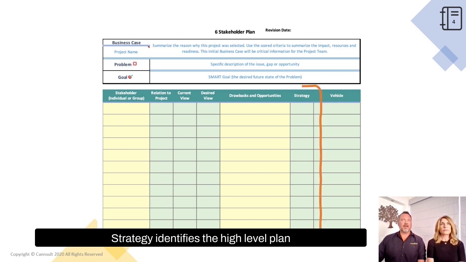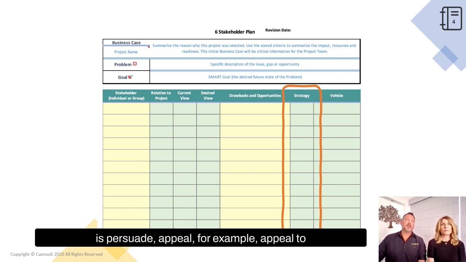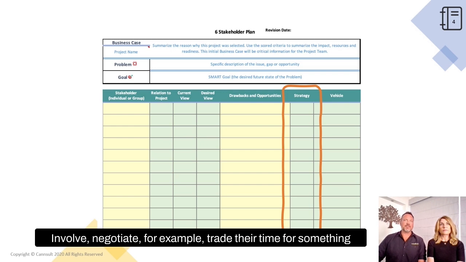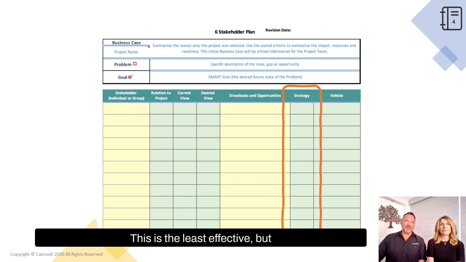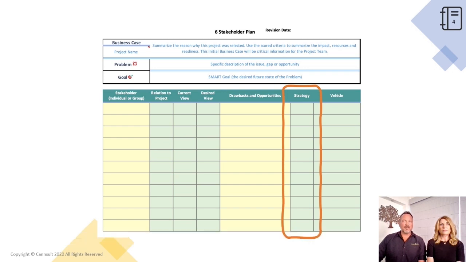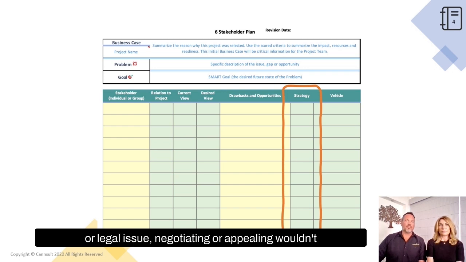Strategy identifies the high-level plan for creating alignment with a stakeholder. The options follow the PAINT acronym, that is, persuade, appeal, for example, appeal to their ideals, values, visibility, ambition, etc. Involve, negotiate, for example, trade their time for something of value that you can offer, or tell. Tell means that we just tell the stakeholder how it's going to be. This is the least effective, but is sometimes the most appropriate. For example, if there's an urgent safety or legal issue, negotiating or appealing wouldn't be a very good approach.